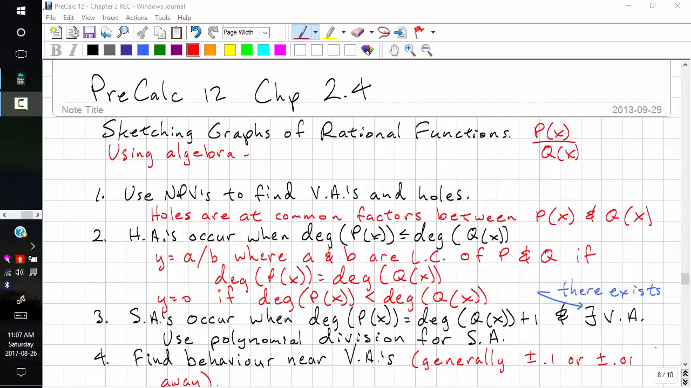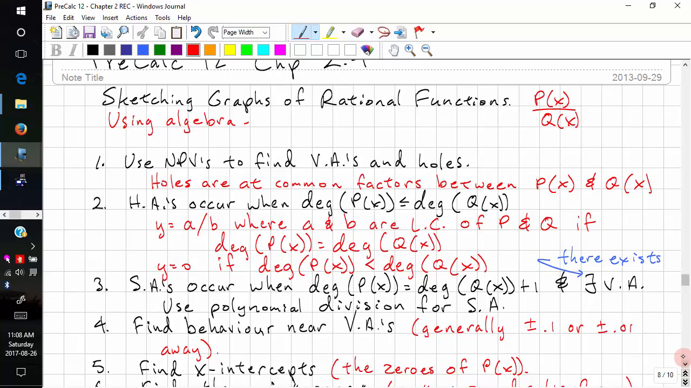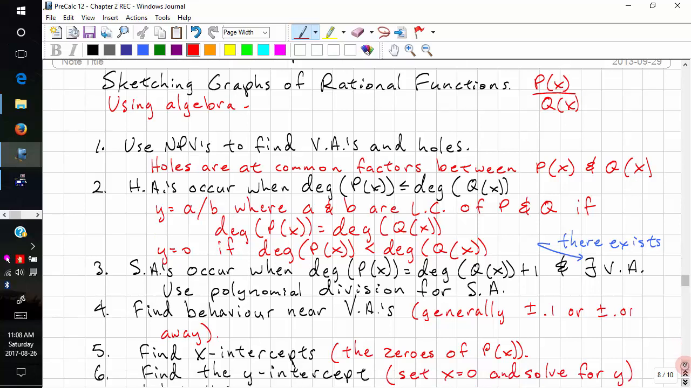This is PreCalculus 12, Chapter 2.4. We're going to be sketching graphs of rational functions algebraically. So that means no calculator. So we're going to do P of x over Q of x. And this is just a recap of what we've done before with some new stuff.